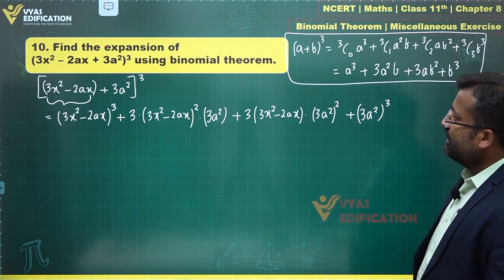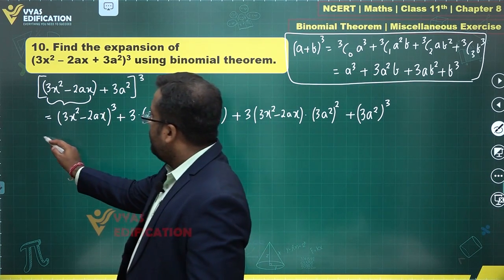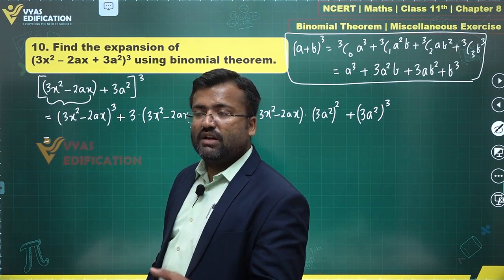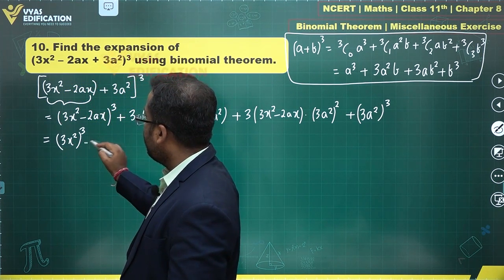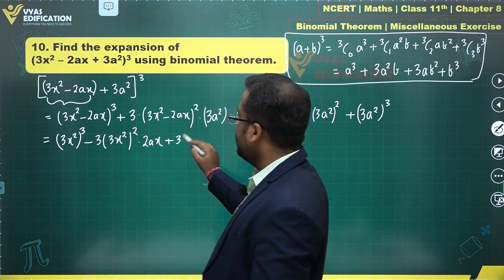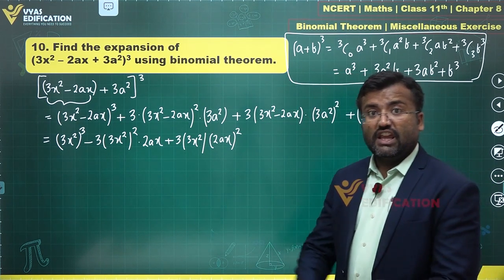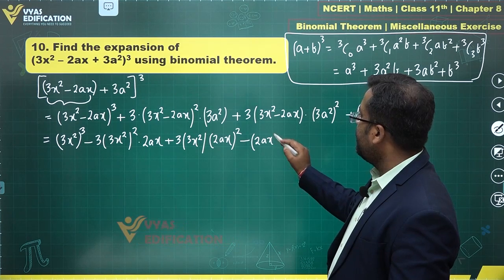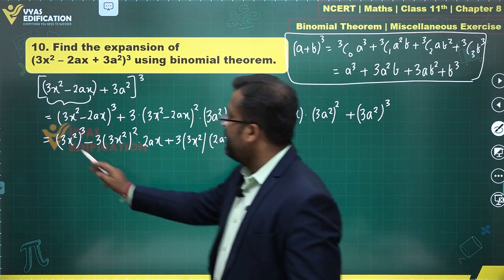Okay. What next? There's a cube over there, there's a square over here. We'll have to expand these as well. Let's show it. This becomes (a − b)³, which is a³ − 3a²b + 3ab² − b³. So this is a³, which is (3x²)³ minus 3 times (3x²)² times 2ax plus 3 times 3x² times (2ax)², minus b³, which is (2ax)³. Okay, that's the expansion of this. Let's put it in a bracket.